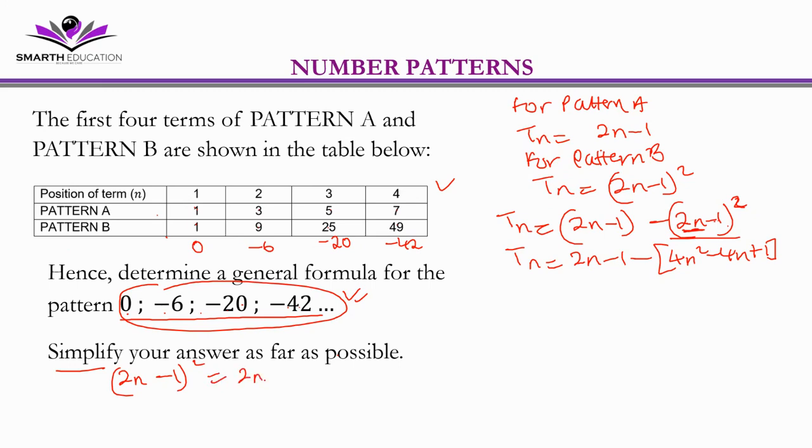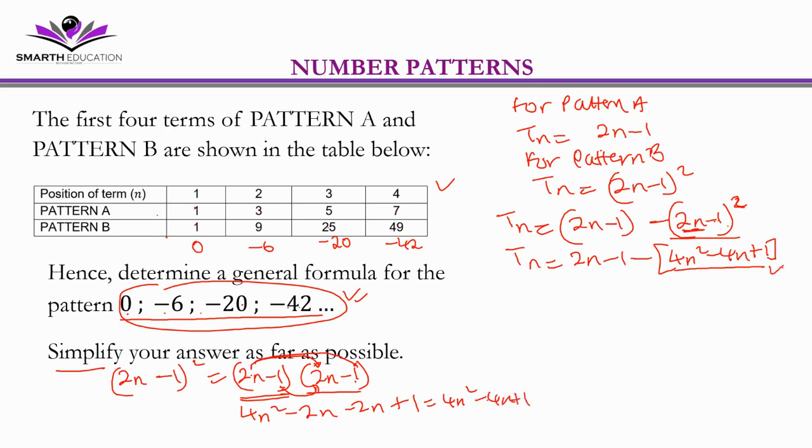you can also, this part is (2n minus 1) squared. You can say 2n minus 1 times 2n minus 1. If you find the product of these two binomials, you will get this. If you distribute, 2n times 2n is 4n squared, 2n times -1 is -2n, -1 times 2n is -2n, -1 times -1 is +1. See that? So we're getting 4n squared minus 4n plus 1, which is just this part here.